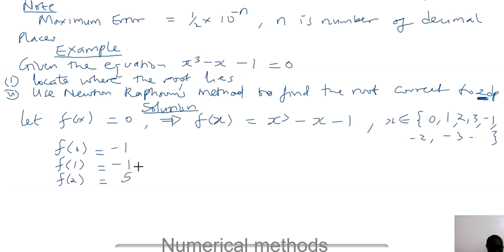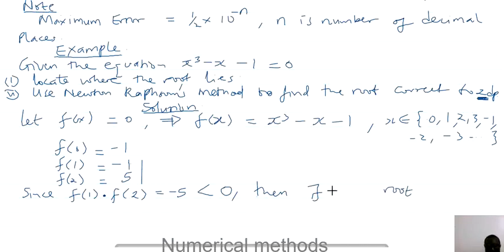So there is a sign change there. And therefore, since f(1) times f(2), negative 1 times positive 5, you will get negative 5, which is less than 0, then there exists a root between 1 and 2. So we have a root existing between 1 and 2. Now we have located where the root lies, so we are through with the first part.